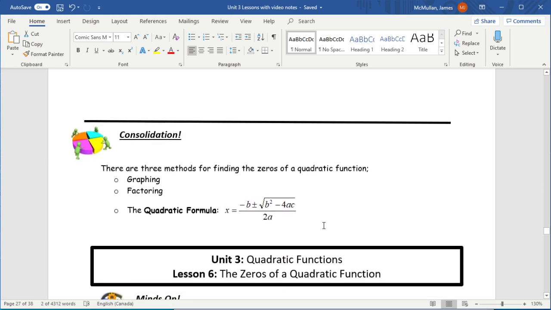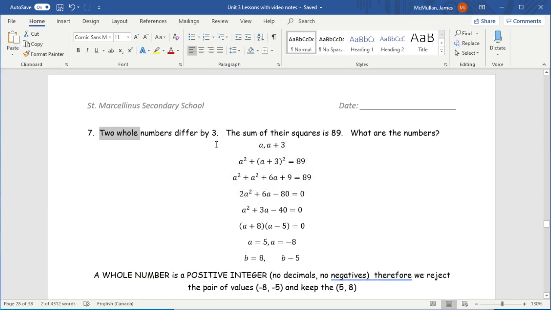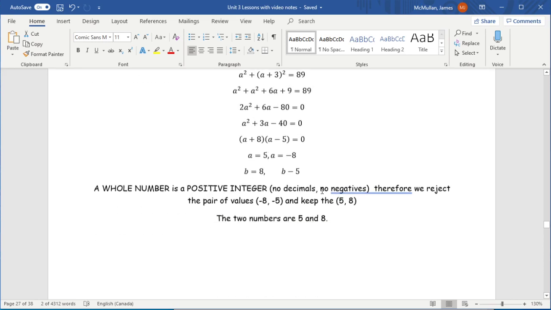Okay, so just to end up with today, when you're solving a quadratic, I want you to remember that unless one side is equal to 0, you're not actually solving it. So make sure that one side is equal to 0, just like what I did here, right? It was equal to 89. I bring the 89 over so that it's equal to 0.